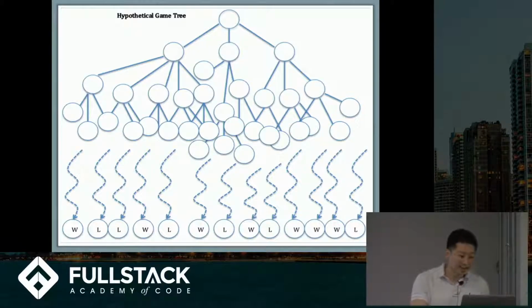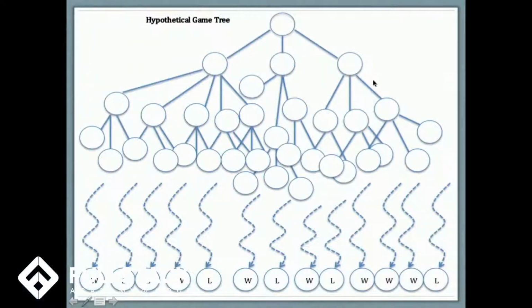Let's say this is a hypothetical game tree for Go. All these nodes represent positions or game states. The top node here represents the board at the start of the game, so the board is empty here. And these three nodes represent the opening moves that you can make. Obviously, the game of Go is 19 by 19, so there are going to be more than three opening moves, but let's just pretend it's just three.